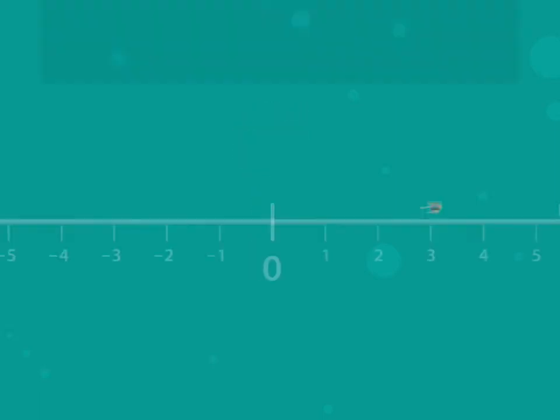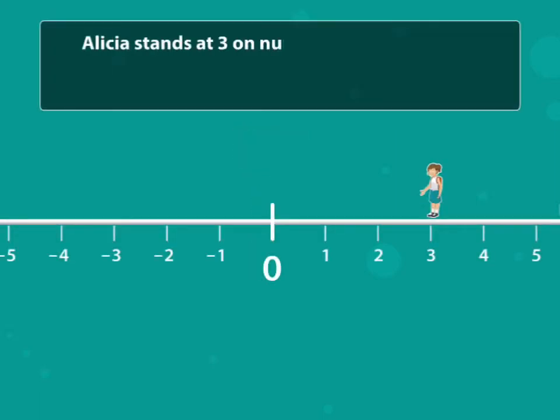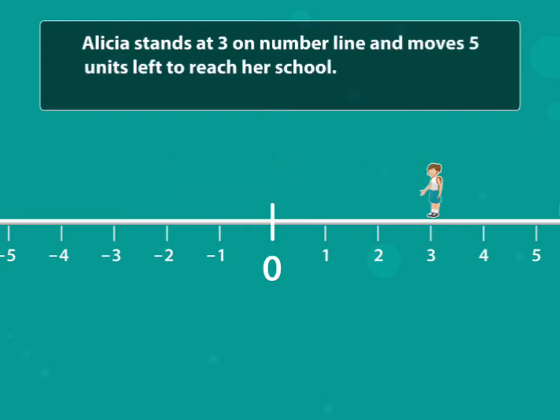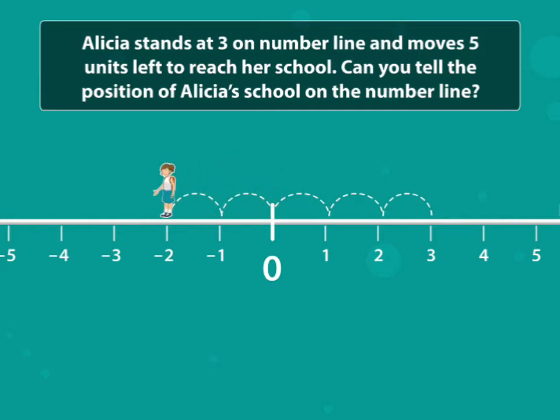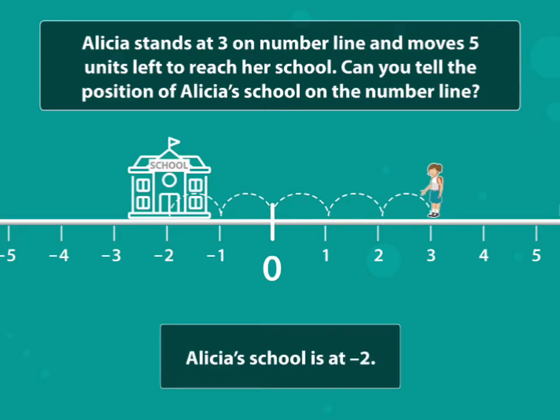Now, here is a quick question for you. Alicia stands at 3 on number line and moves 5 units left to reach her school. Can you tell the position of Alicia's school on the number line? If you move 5 units left from 3 on the number line, then you reach at -2. So, Alicia's school is at -2.